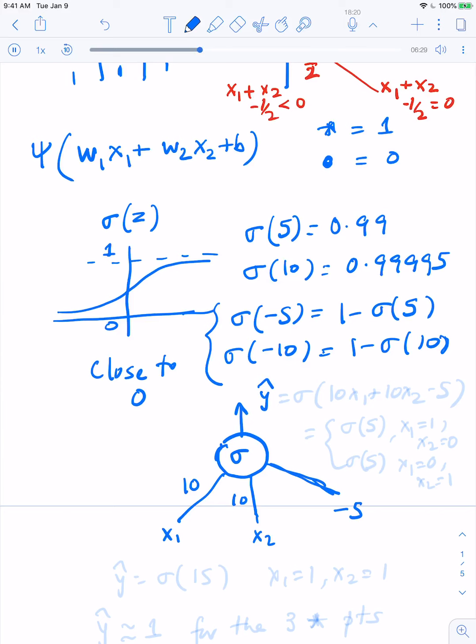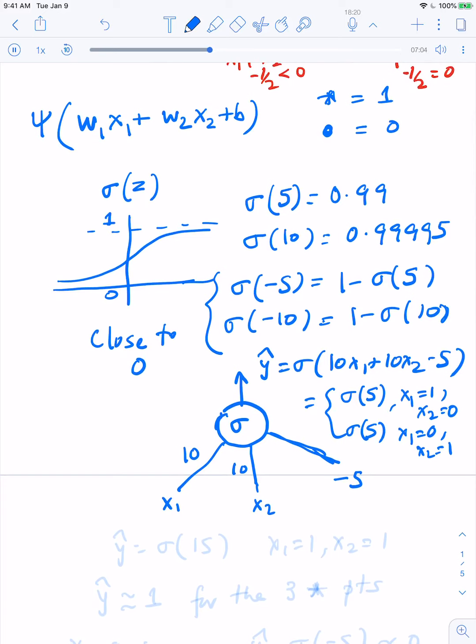So let me call this y hat, which is a sigmoid of 10x1 plus 10x2 minus 5. Well, what is this? When x1 is 1 and x2 is 0, this is sigma of 5. So this is equal to sigma of 5 for x1 equals 1, x2 equals 0. It's equal to sigma of 5 for x1 equals 0, x2 equals 1. And when both of them are 1, it's 20 minus 5, sigma of 15.